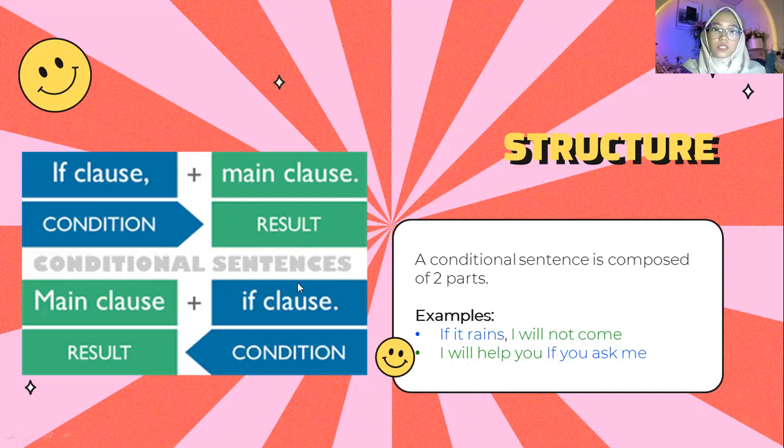There are two structures to make a conditional sentence, but in this presentation, I'm going to take examples from the first structure, the if clause plus main clause.